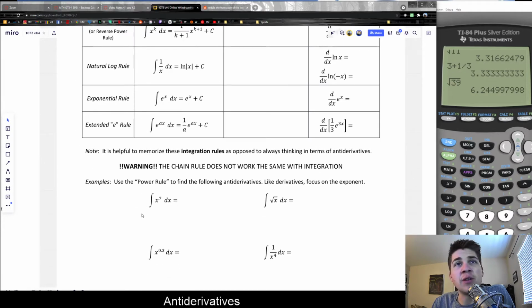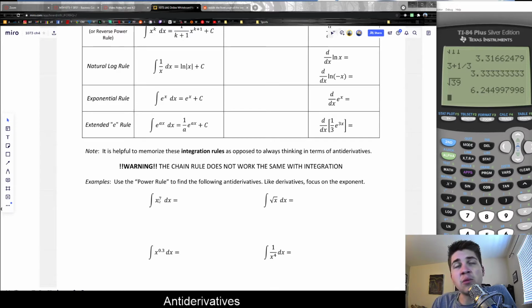symbol to denote an antiderivative. Basically, we are trying to find what function has this particular derivative. And the differential indicates with respect to x in this particular case. We'll talk more about the meaning of this symbol very, very soon.